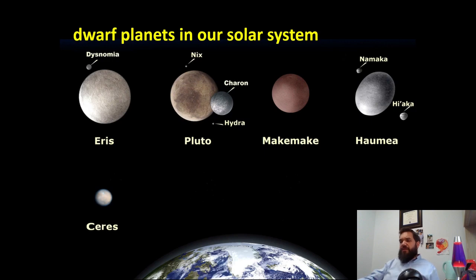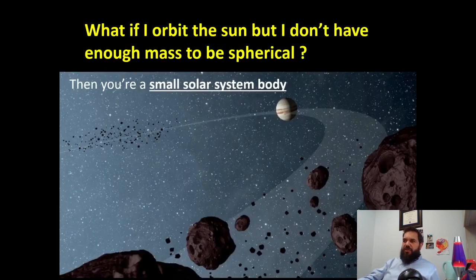And I'm not going to spend really too much time on these, but I just want you to know that they're out there, they exist. Now, here's a question for you. What if you orbit the sun, but you're an irregularly sized object? You don't have enough mass to shape yourself into a sphere. And you obviously don't have enough mass to clear your orbital zone. Guess what? You are a smaller solar system body. You're either an asteroid, meteoroid, or a comet.